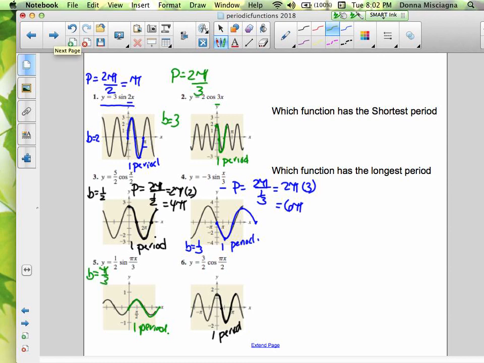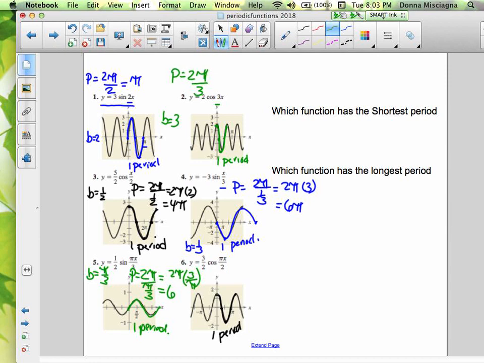The period is just going to be 2 pi divided by pi thirds. Well, that's the same as 2 pi times 3 over pi. If we're dividing by a fraction, it's the same as multiplying by the reciprocal. So the pi's are going to cancel, and we have 6. Well, what's bigger, 6 or 6 pi? Well, 6 pi is 6 times 3.14 and so on and so forth. So 6 pi is definitely larger than 6.